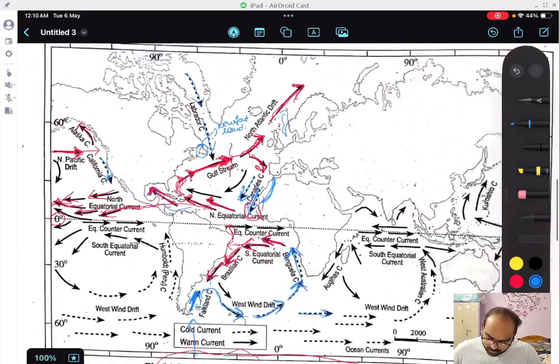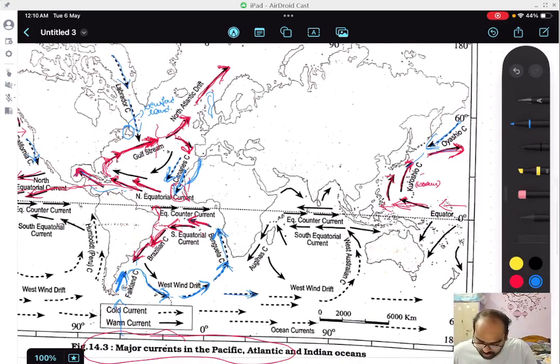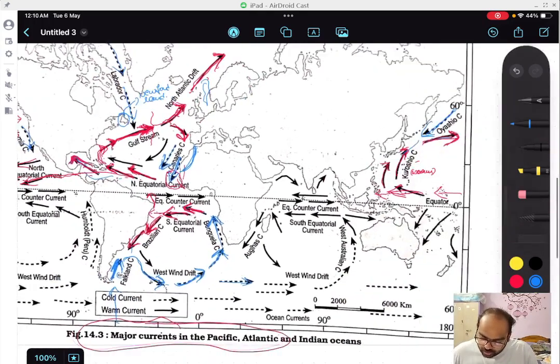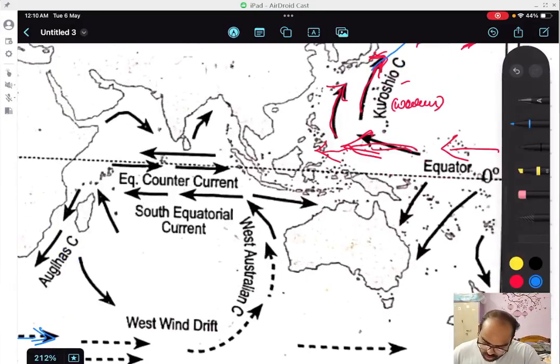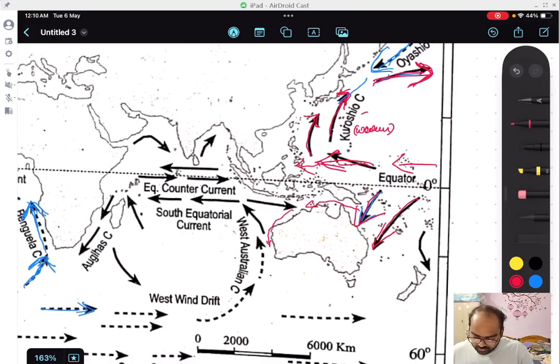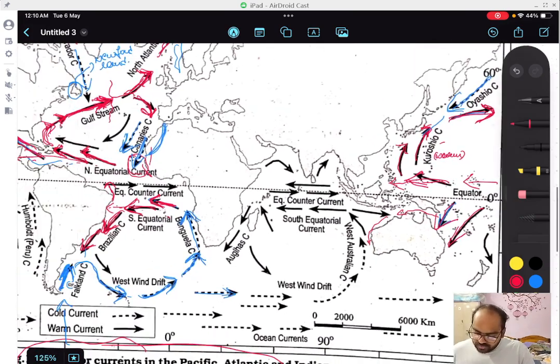And this north equatorial current, after hitting the Philippines, we said that the north branch moved towards Japan as the Kuroshio current, and the southern branch moves towards Australia, and travels like this. So this is the north equatorial current, and these are the currents of the Pacific Ocean.